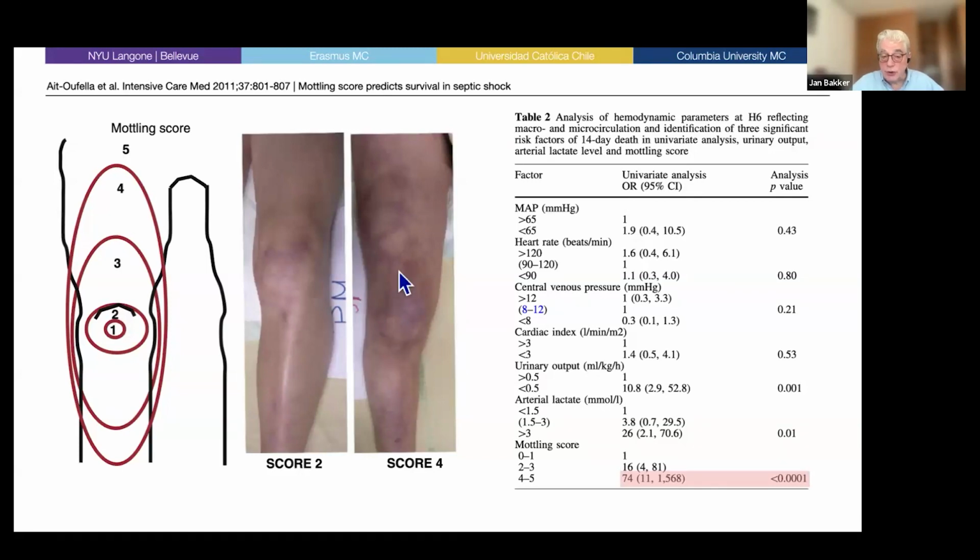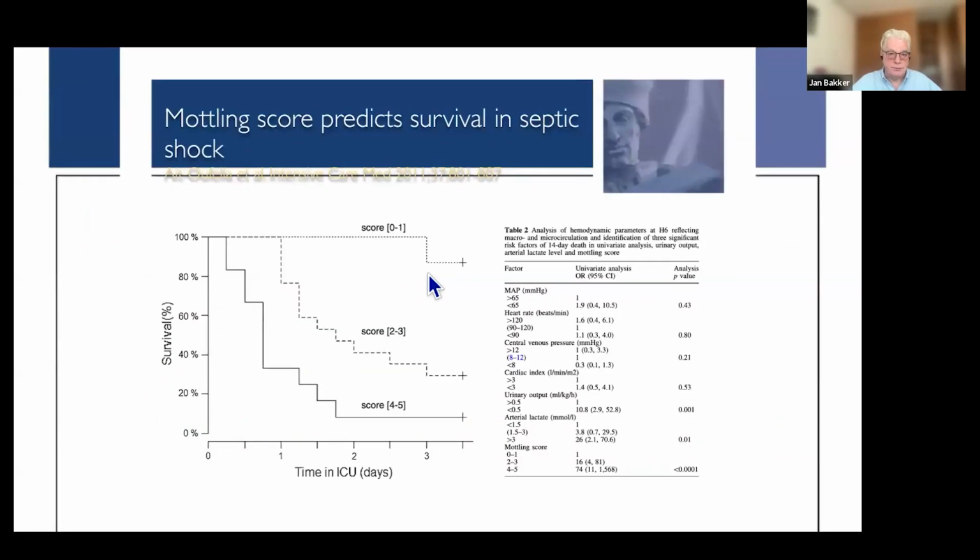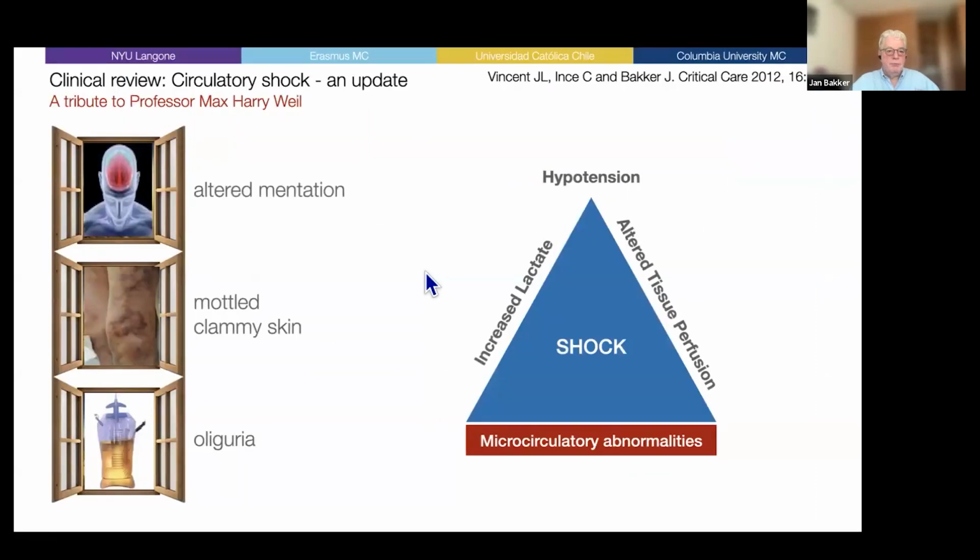It doesn't tell you what to do. Remember, all these parameters of peripheral perfusion, they don't tell you what to do, but at least they tell you to get concerned and to find out what's going on. And as I said, the temperature of the big toe is one of the elements, and it was introduced by Max Harry-Waal already a very long time ago when he did his studies in cardiogenic shock.